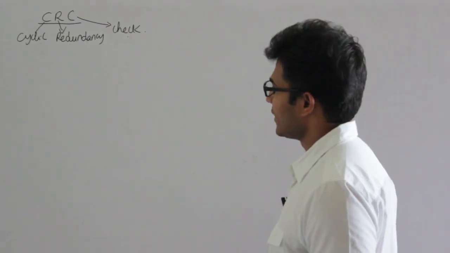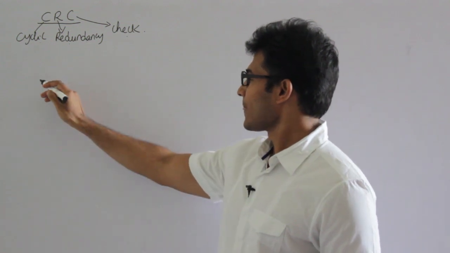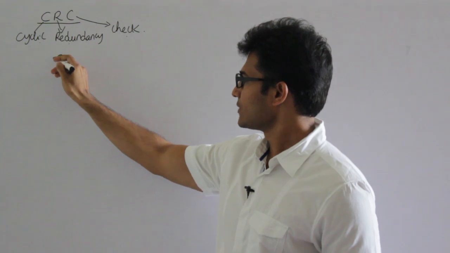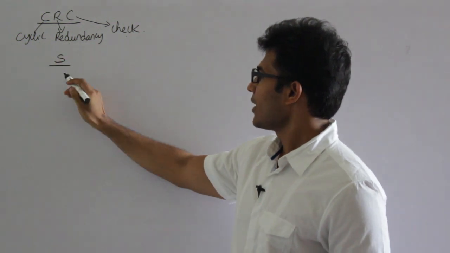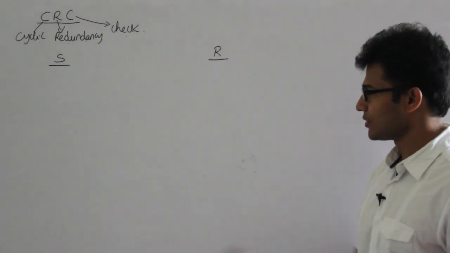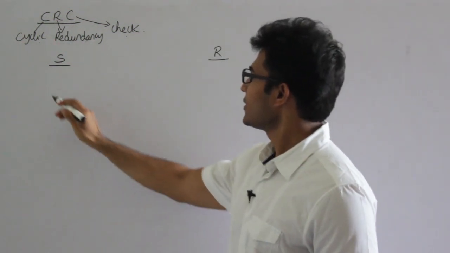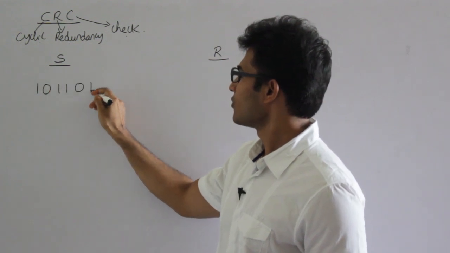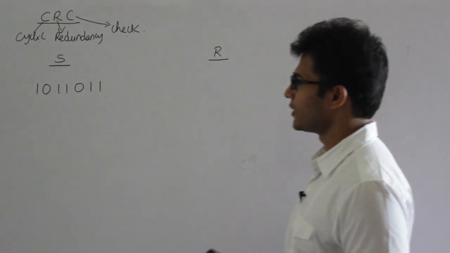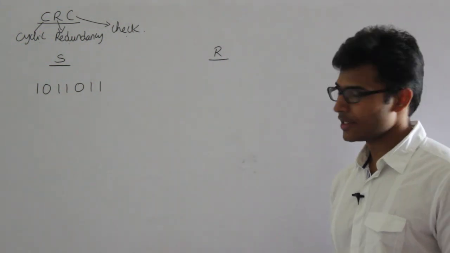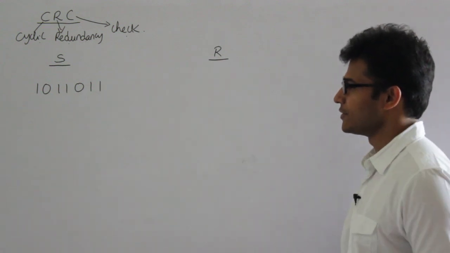I'll take an example and I'll show you. Let us assume that there is a sender and there is a receiver. This is happening at the sender side. The sender has to send some data to the receiver, and the data is 101111, something like this, simple data. In practice we have KBs and MBs of data, but for this example, just keep it simple.